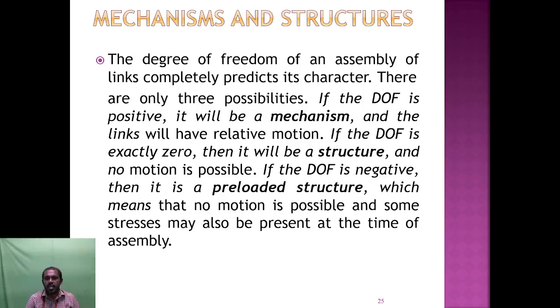In case the degree of freedom is 0, there is a structure, there is no movement of the links, it is in equilibrium, and no motion is possible. If the degree of freedom is negative, then it is a preloaded structure. So degree of freedom 0 means structure, and a negative value means preloaded structure, which means no motion is possible, and stresses may also be present at the time of assembly.